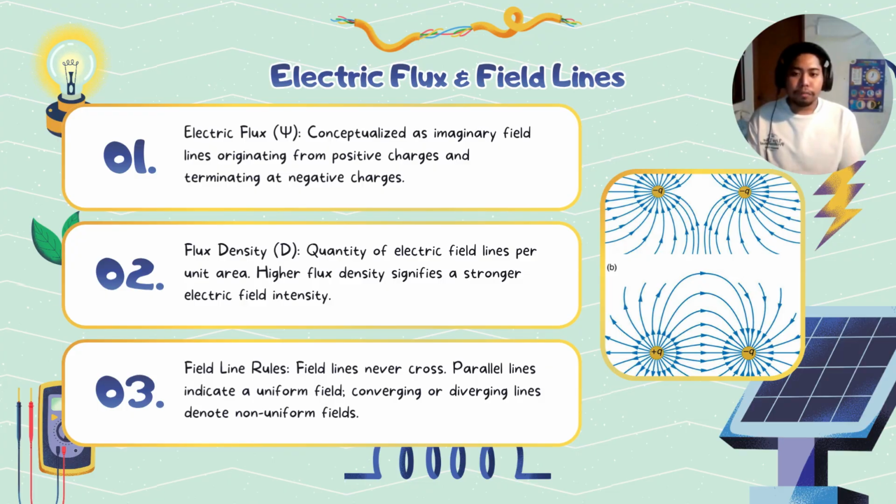To visualize electric fields, we use the concept of electric flux, represented by field lines that originate from positive charges and terminate on negative charges. The electric flux density measures line concentration. Closer lines indicate a stronger field. Field lines never intersect. Uniform fields are shown as parallel lines, whereas non-uniform fields either diverge or converge, as seen in the dipole diagram here.